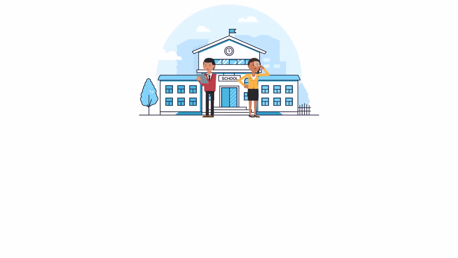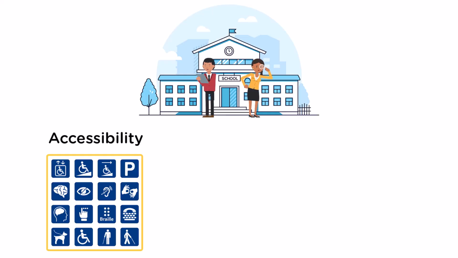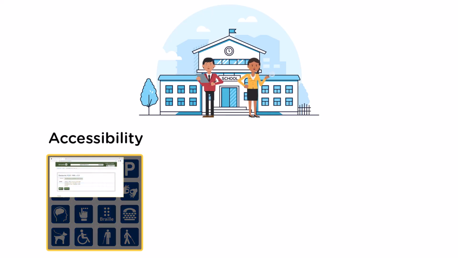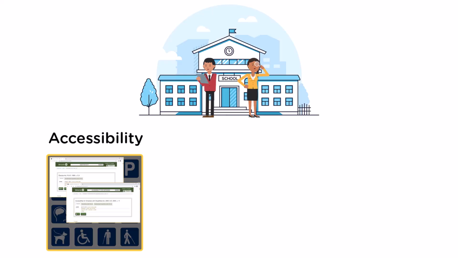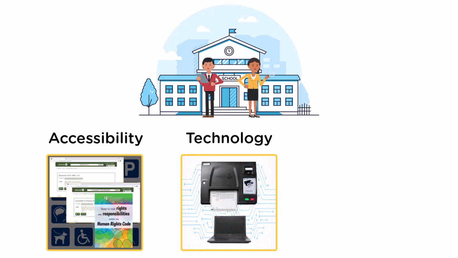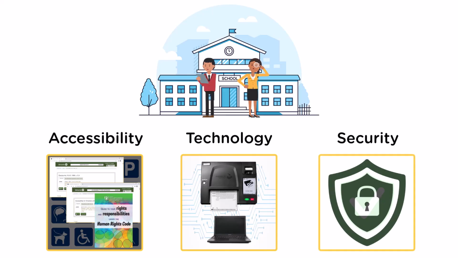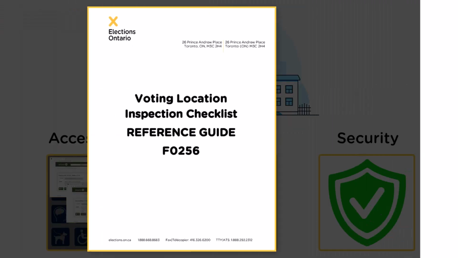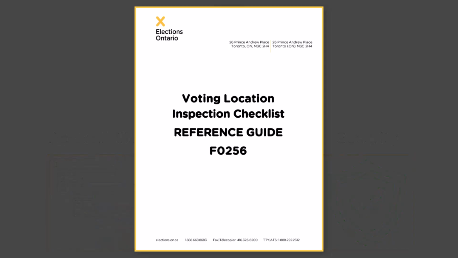Voting location inspection has three goals: accessibility, to ensure each location is accessible for persons with disabilities, to comply with the Election Act requirements, the Accessibility for Ontarians with Disabilities Act, and the Human Rights Code; technology, to determine if voting locations can support technology such as tabulators and e-poll books; and security, to evaluate security measures. Please note that this training does not replace the Voting Location Inspection Checklist Reference Guide, Form FO-256, which provides detailed information for each checklist section.